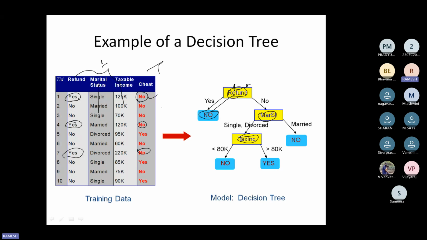Now, how can we find out these combinations? How can we find out these proportionalities? We'll see that in the next slide.